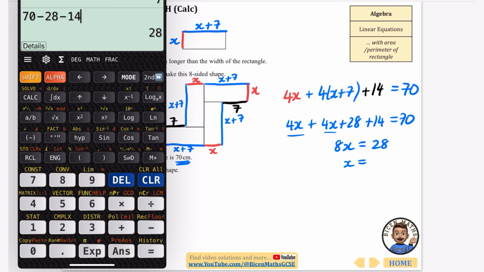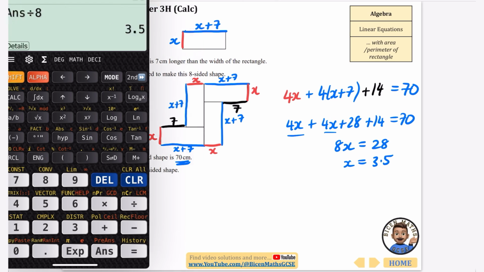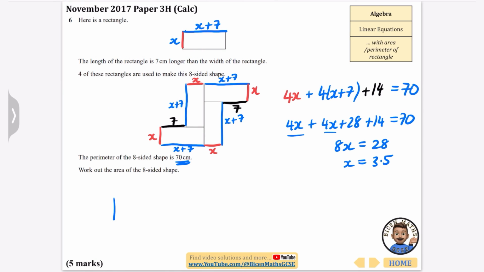Now I'm going to do 28 divided by 8. 28 divided by 8 is 3.5, so that means that x is 3.5. So when I go back to the original rectangle that we have, we've said that x is 3.5, and this part is x plus 7, and 3.5 plus 7 is 10.5. So the area of one shape is going to be 3.5 times 10.5.